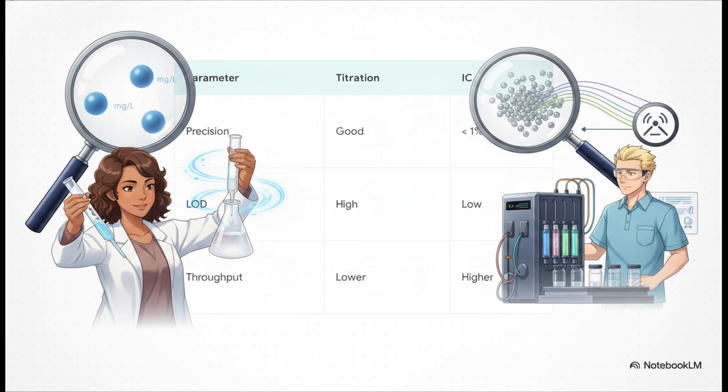In terms of precision, IC boasts a relative standard deviation of less than 1%. Meanwhile, titration studies on complex samples, like cement for instance, showed an RSD closer to 4.6%. Plus, IC allows for high-throughput, simultaneous analysis of multiple different anions in just a single run. Titration manually measures just one sample at a time, specifically for halides that react with silver.